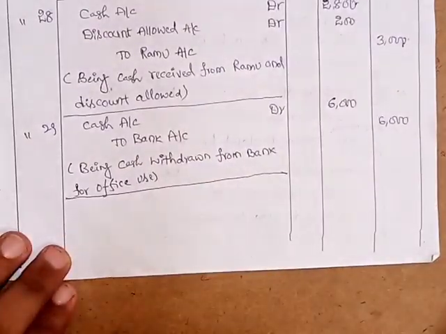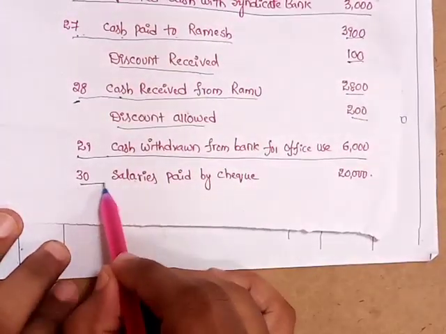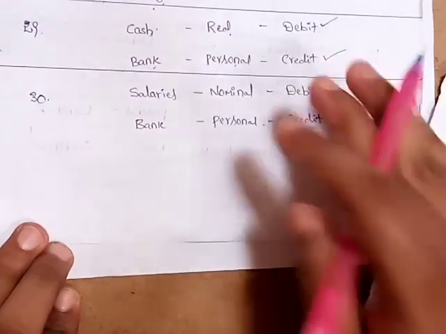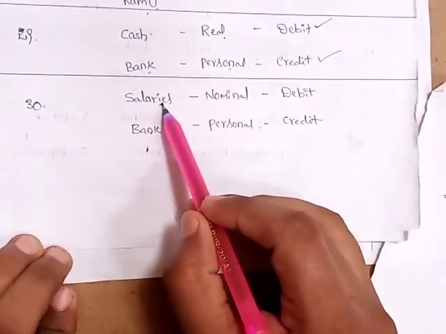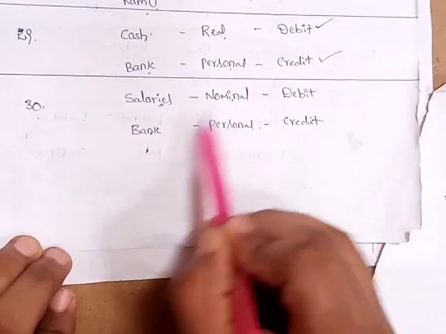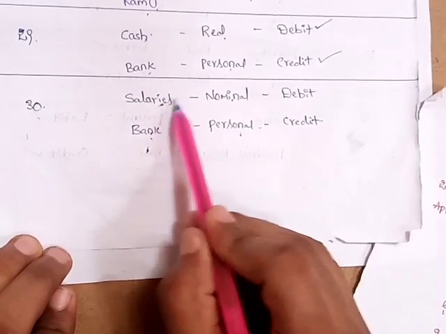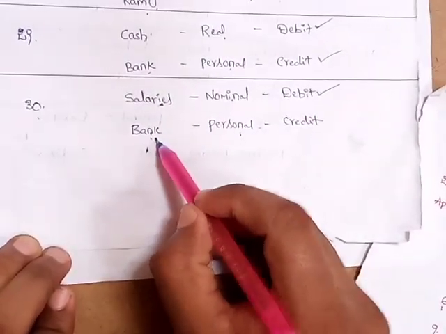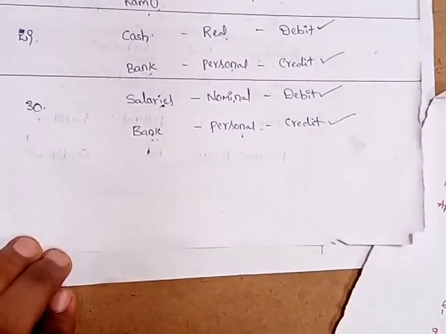Next and last transaction, 30, salaries paid by check 20,000. In this transaction, two aspects are involved. One is salaries, second one is bank. So salaries are expenses, that's why nominal account. Bank is a personal account. So expenses and losses according to nominal account should be debit, and here bank is a giver. According to personal account, giver will be credit. So salaries debit, bank credit.